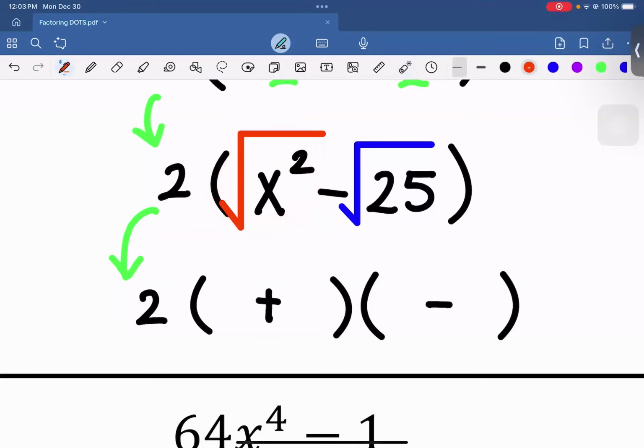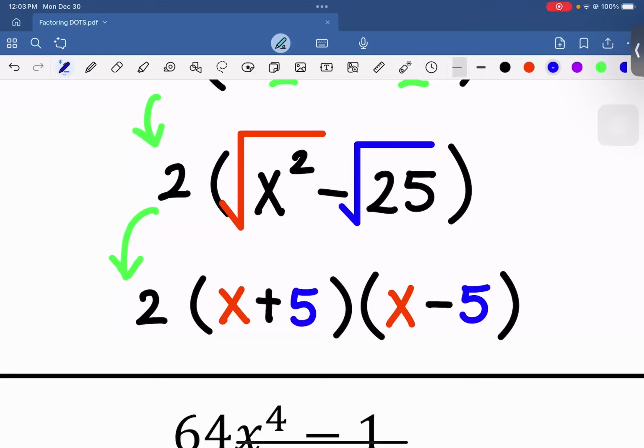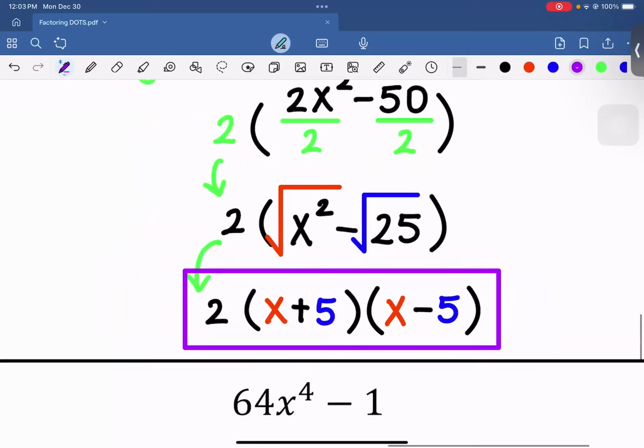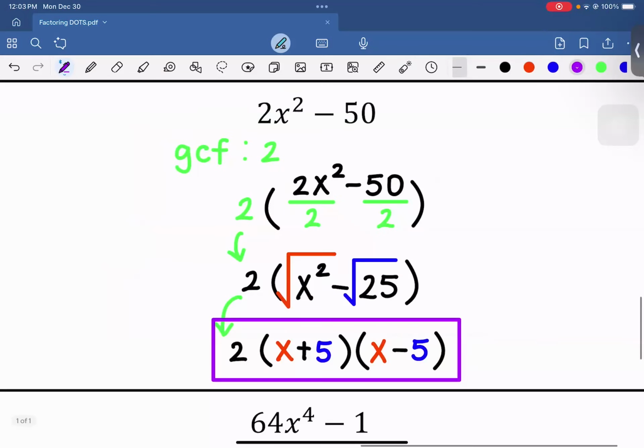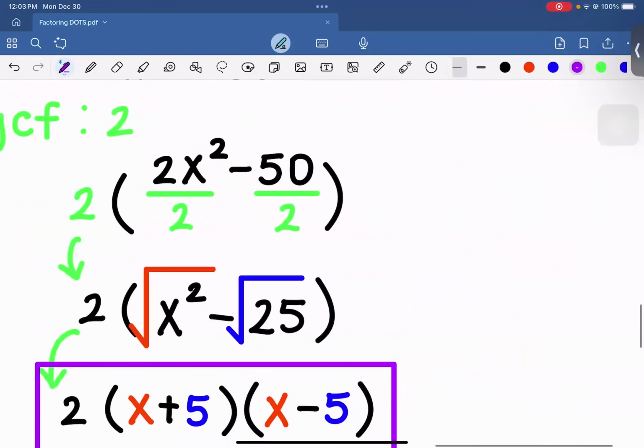Now, we should know this one. The square root of x squared is just going to be an x. And the square root of 25 is going to be 5. So this would be your final answer. And this is a good example of how you can combine those factoring methods so that you can factor completely. Okay? So this was, let me write this here. So this was GCF, and this was dots.